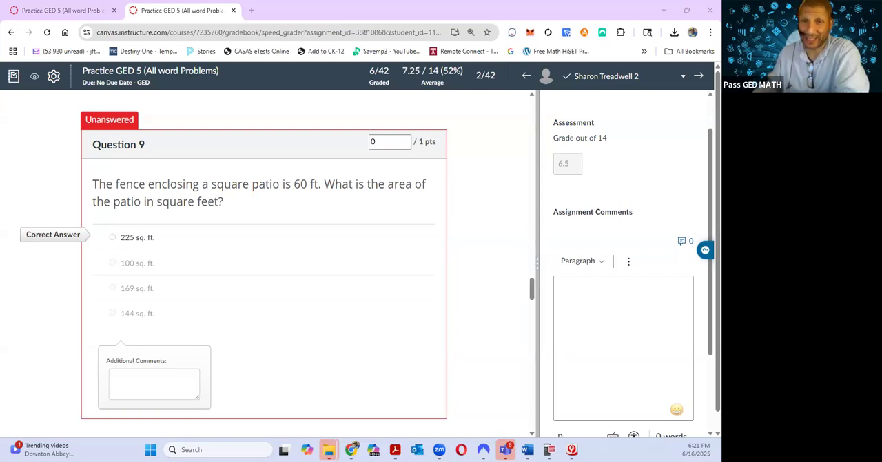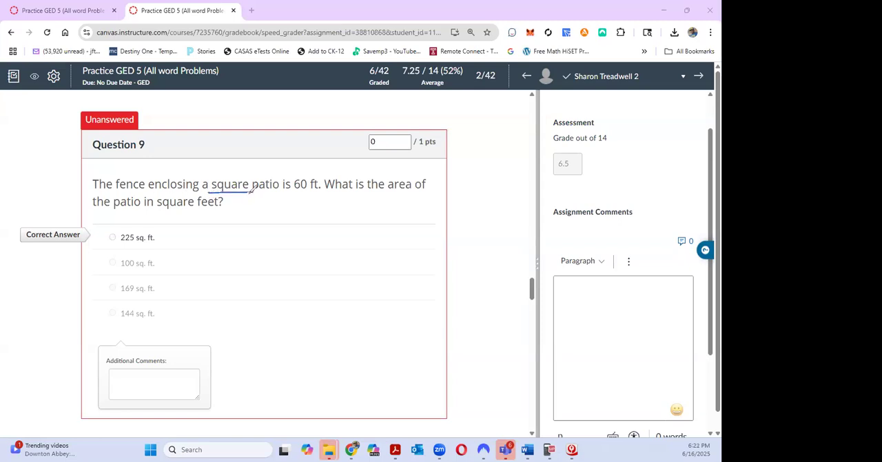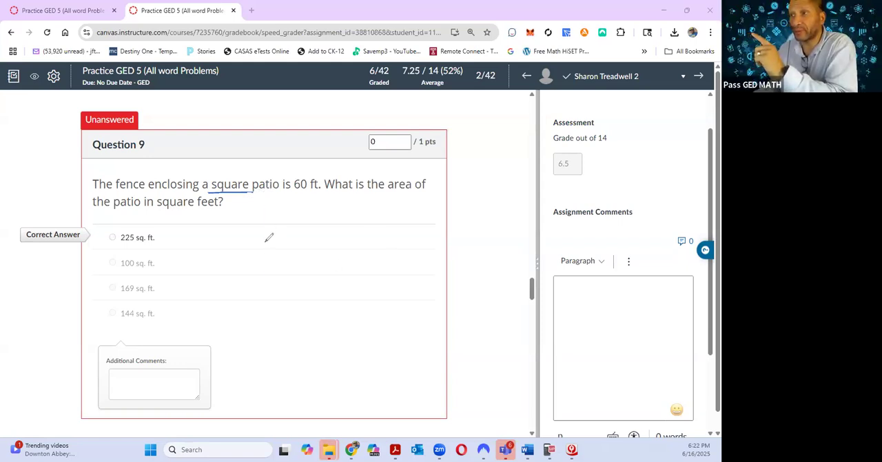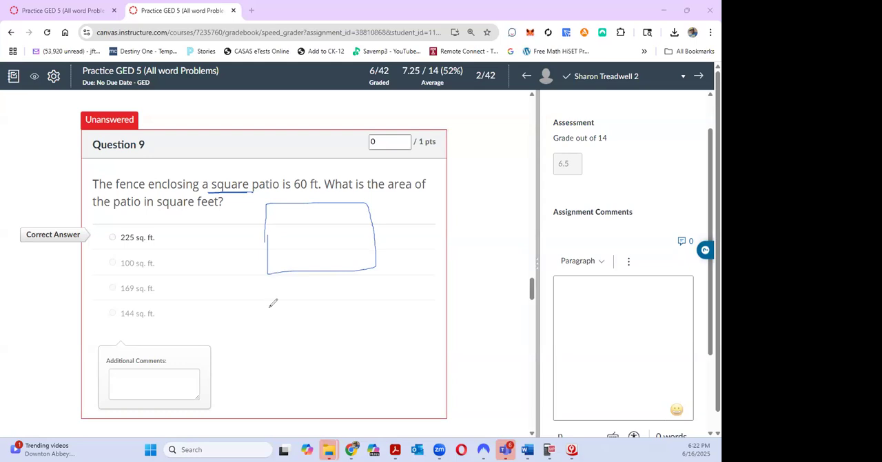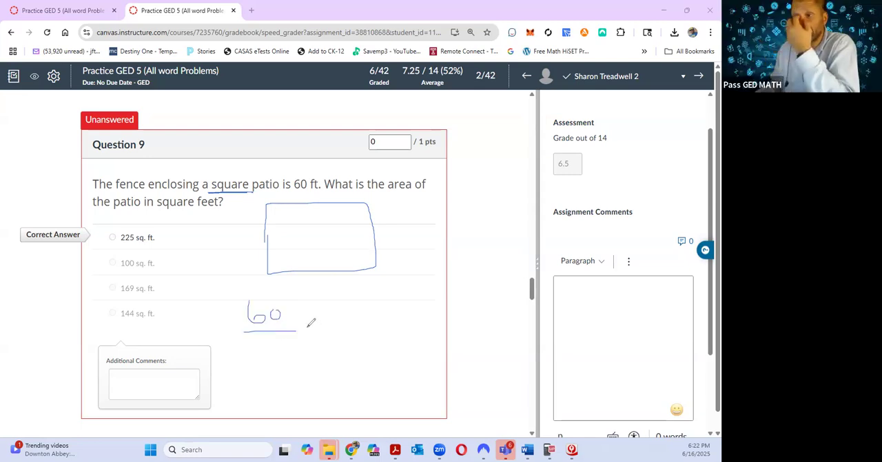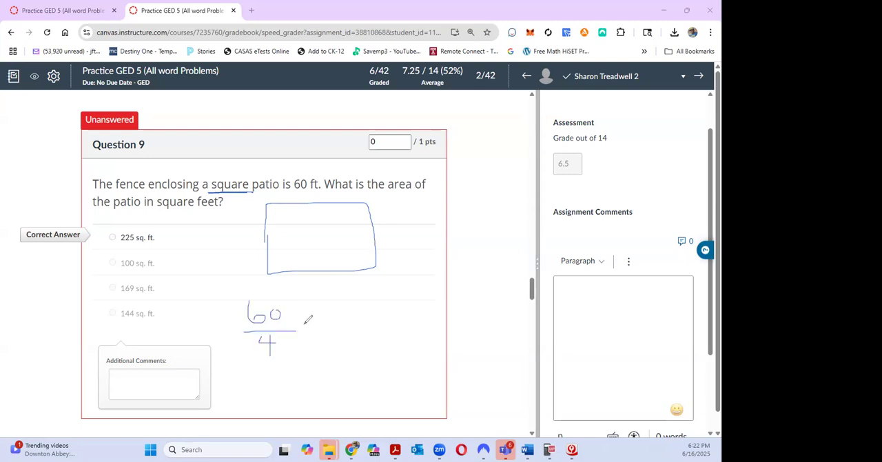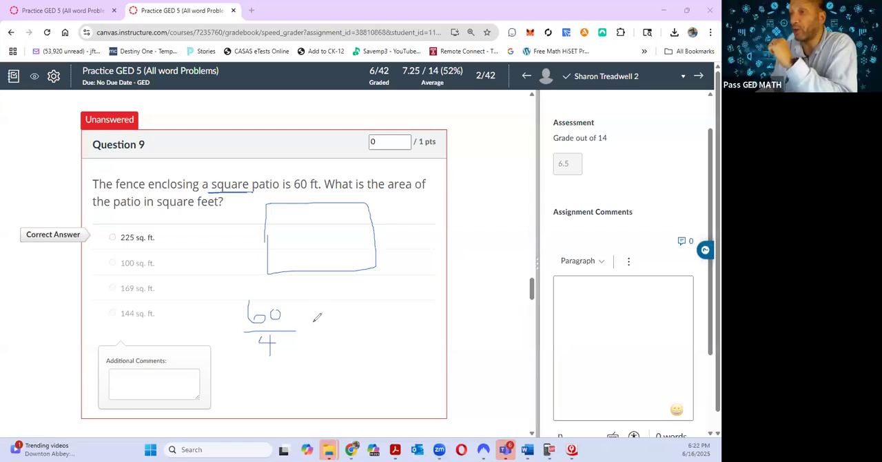So the key is identifying your givens, right? A fence enclosing a what? Square. What do we know about a square? All the sides are equal. So we know we have 60. We're going to divide that by what? By four. How many sides are on a square? Four. So we know each side is 15.